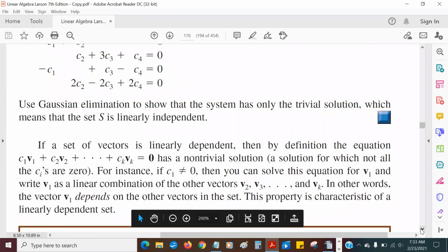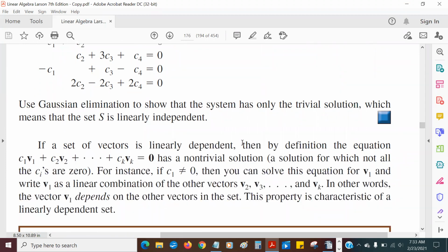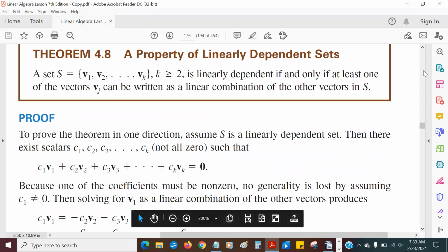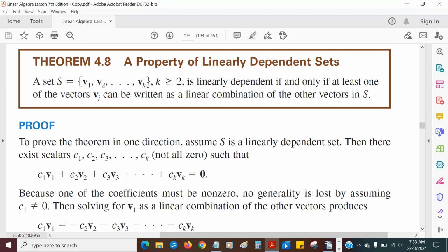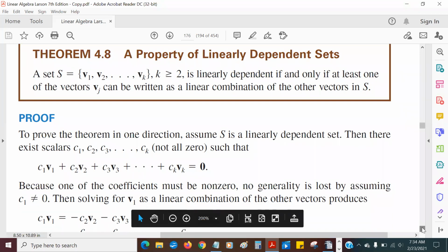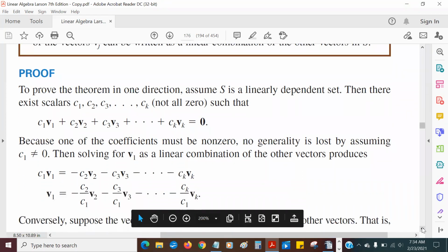If a set of vectors is linearly dependent, then by definition, this has a non-trivial solution. Which leads us to the next thing, a property of linearly dependent sets. So you have a set of vectors, with at least 2 vectors. If you don't have 2, what's the point? It's linearly dependent if and only if at least one of the vectors can be written as a linear combination of the other vectors. That's very obvious to me, but we'll go through the proof.